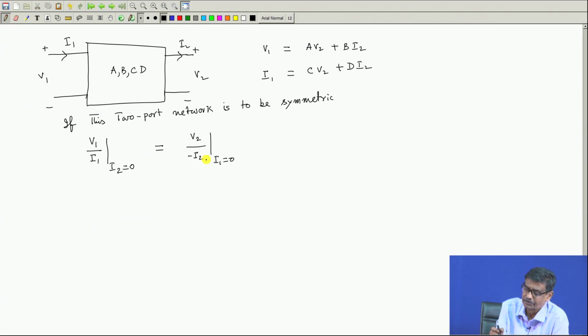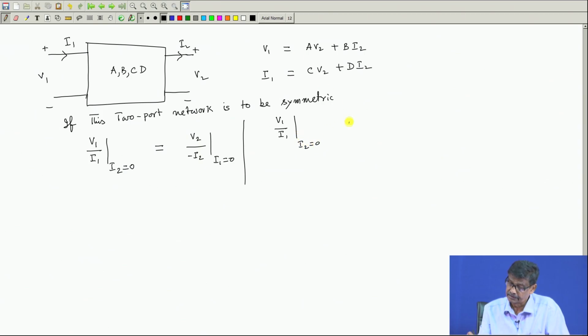In this case, because of this change in the direction of I2 while describing ABCD parameters, this is what I have to do. But so far as the driving point impedance, Z22, is concerned, the current is to be reversed, because for Z parameters it enters. You have got the point. Now, this is the thing. Therefore, let us first calculate V1 by I1 with I2 equal to 0.